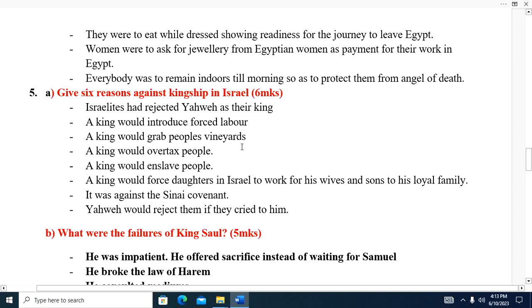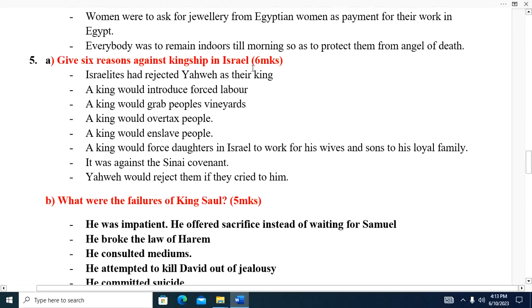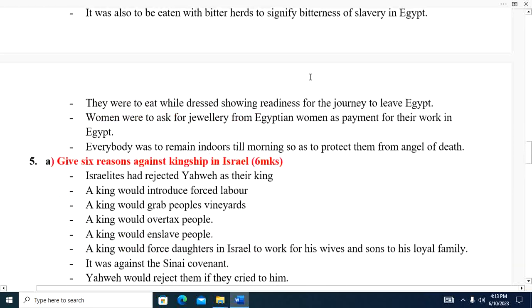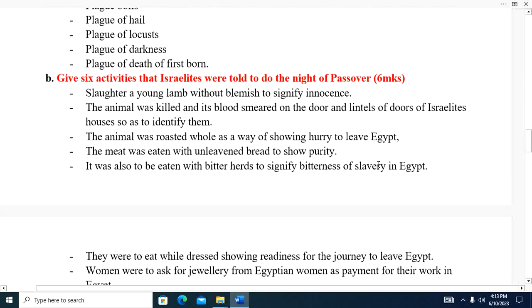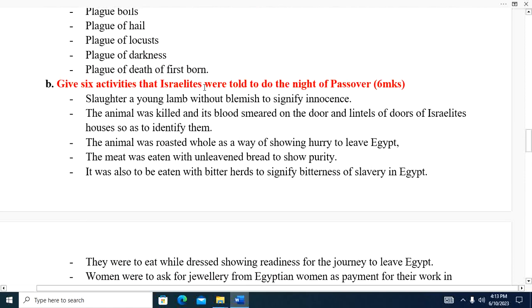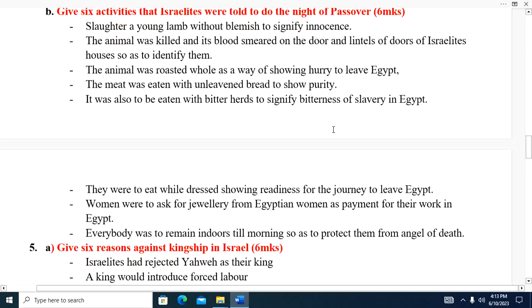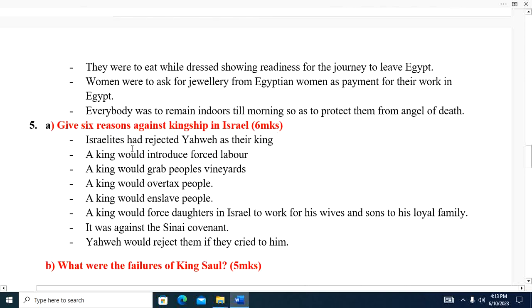Next, women were to ask for jewelry from Egyptian women as payment for their work in Egypt. Next, everybody was to remain indoors till morning so as to protect them from the angel of death. So those are the activities that were told to Israelites to be done before the night of Passover.